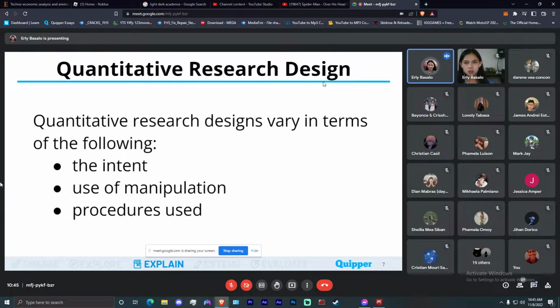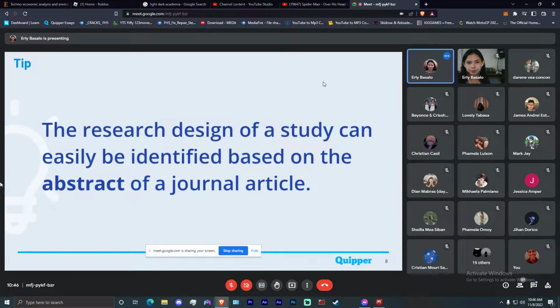So kung unsa tong mga procedures or ang mga kanang asynchronous procedures nga inyong gibuhat for the flow of the research, or unsa tong mga instruments nga inyong gibuhat, the designs, sampling nga inyong gibuhat or gigamit sa inyong research paper.